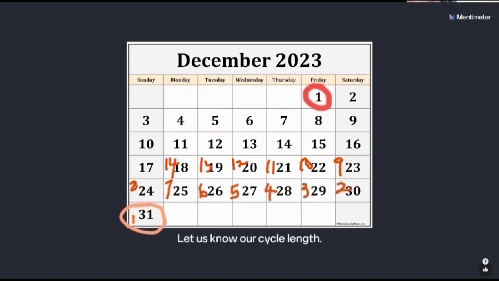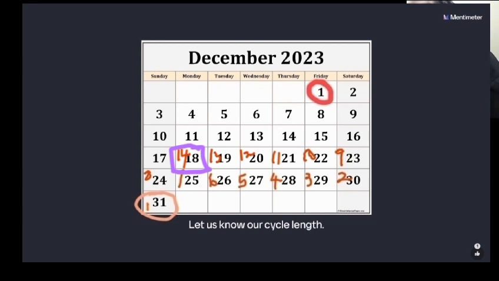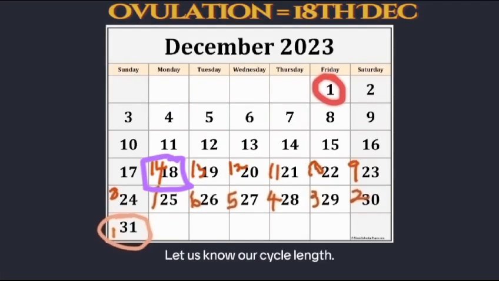So the 14th day stopped on the 18th of December. So that means she is going to ovulate on the 18th of December. This is December 2023 calendar. So she's going to ovulate on the 18th of December. Do we understand that?